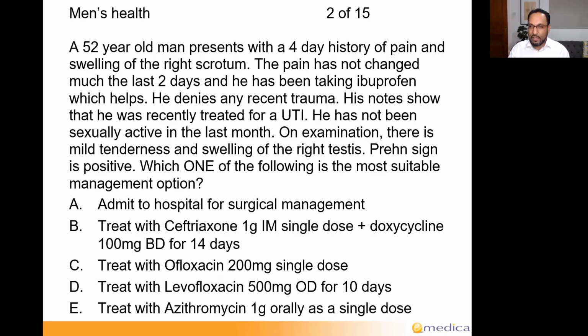If, for example, they've recently had a UTI, this patient's not been sexually active, but had a UTI. So do you think they've got the STI form or the UTI related form? What's more likely? UTI related, right? I.e. things like E. coli. Okay, that's important because it changes the management.